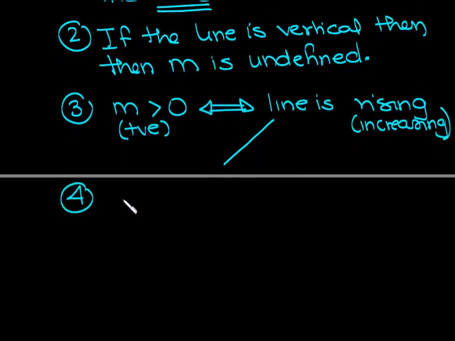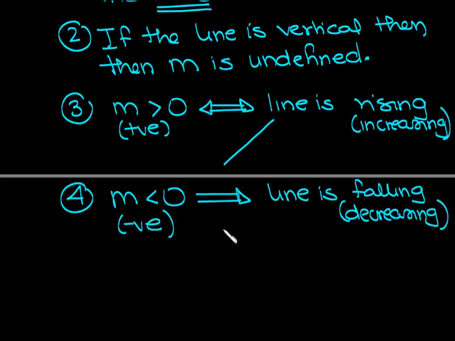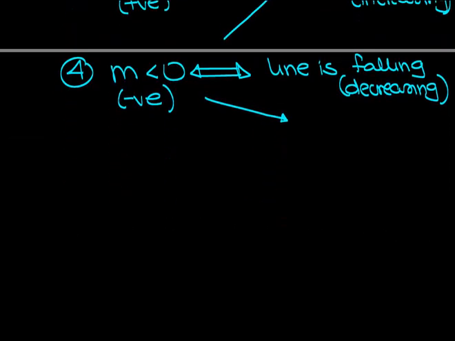Similarly, if m is less than 0, when we say something is negative, less than 0 means negative, this implies the line is falling. A better way to say that, it's decreasing. It's going down. So it's something like this. In this case, the line's going down. And this also goes in both directions. If the line is decreasing, then the slope must be negative. If the slope is negative, the line must be decreasing.